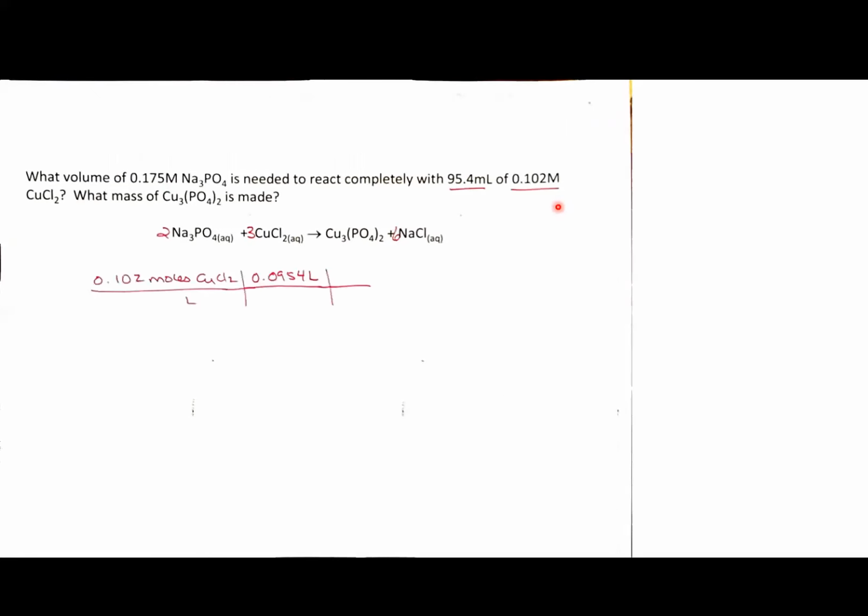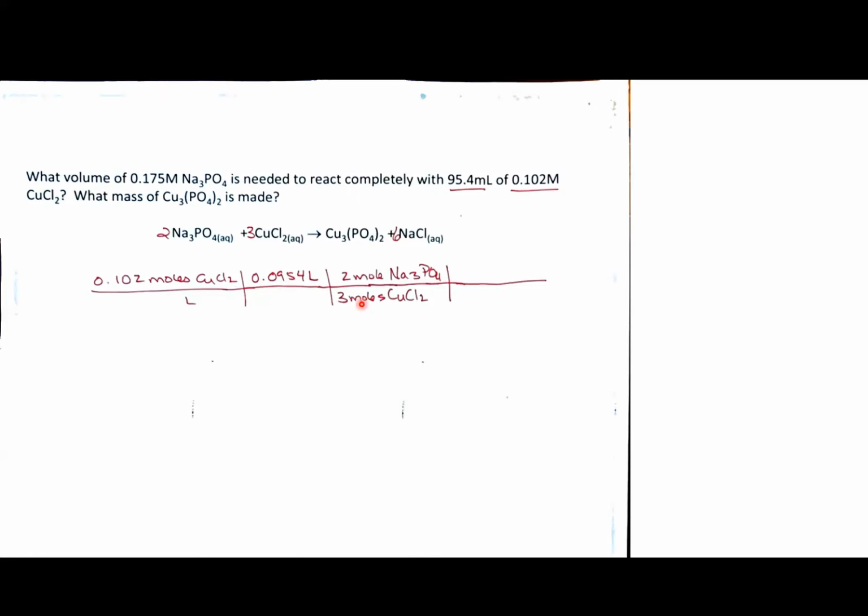Now, I need to start with something that's going to give me moles. Here I've got a molarity but no volume. Here I've got a volume and a molarity. So that's the place I'm going to start. These 2 pieces of information here. So I've got a 0.102 molar solution of copper 2 chloride, and I've got that much of it, 0.0954 liters, or 95.4 mils. Okay. Units of liters canceled, so now I have units of moles of copper chloride.